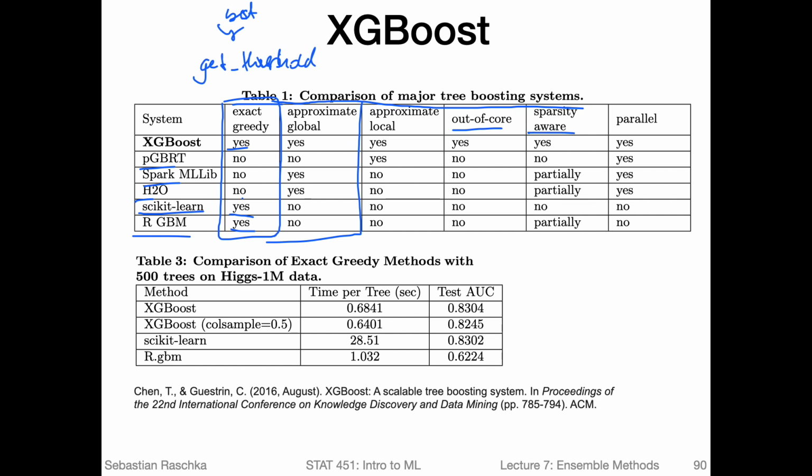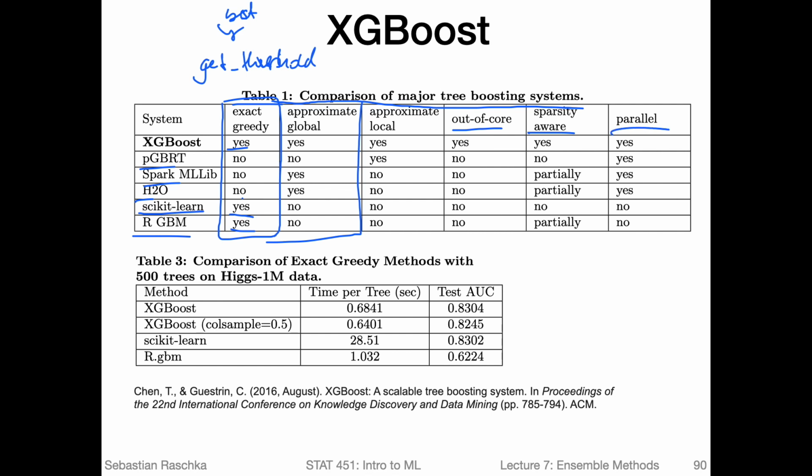Then it's also sparsity aware. So sparsity aware here means that it can deal with missing feature values. So it also implements some imputation techniques for imputing missing features, which is nice in practice. So that's not really improving the computational performance, but it can improve the predictive performance, because then we don't have to drop these feature columns.